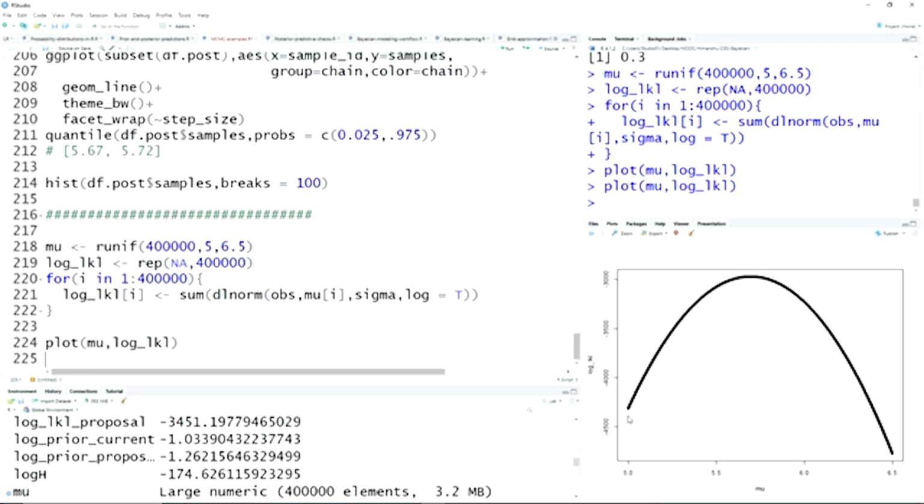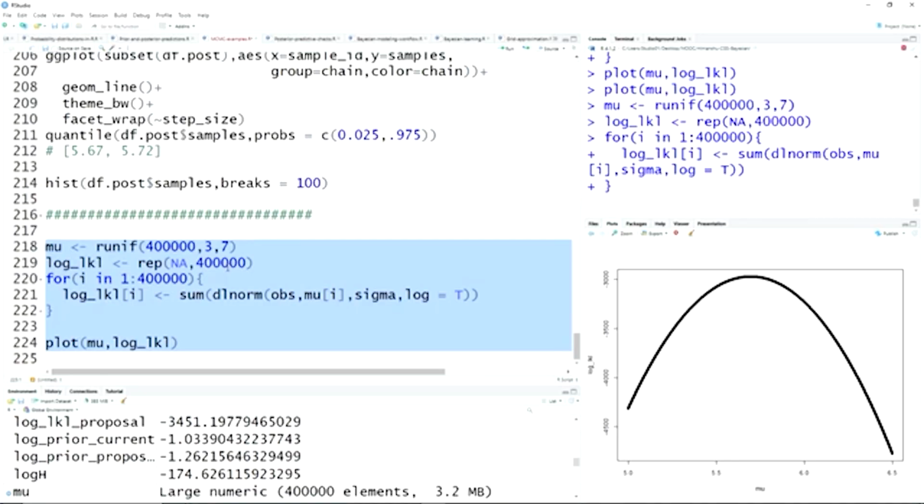I think we should have taken more values because it seems cut off at 5. Okay, so maybe I was too conservative here. So let me take it from 4 to 7, or maybe 3 to 7. It'll take a little bit of time because there are a lot of samples.